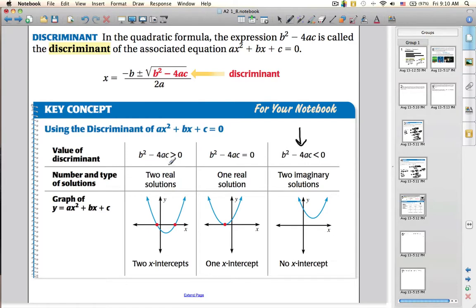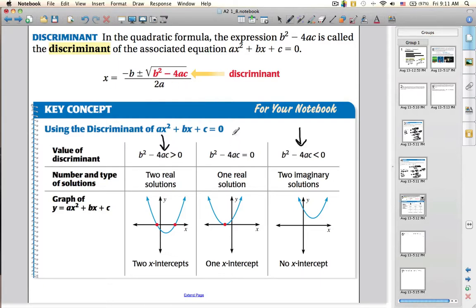Typically, when b squared minus 4ac is greater than 0, not even typically, always, I'll end up with 2 real solutions because I'll have a real number plus and minus another real number. So plus the real number would be one solution, and minus the real number would be another solution.